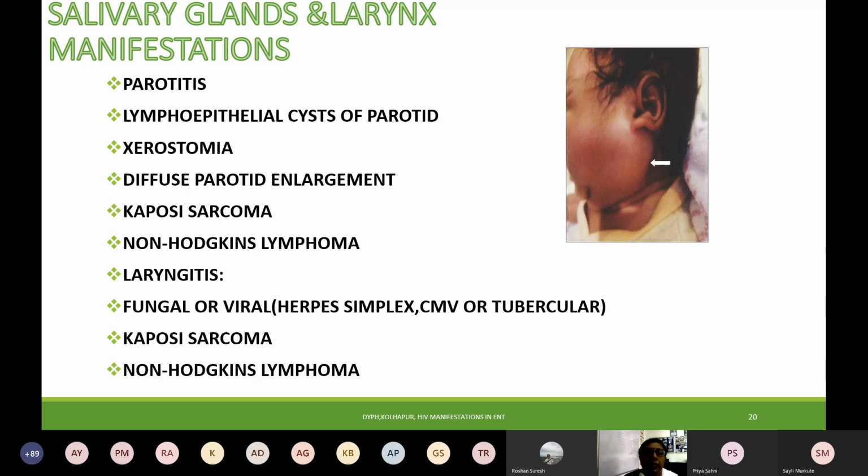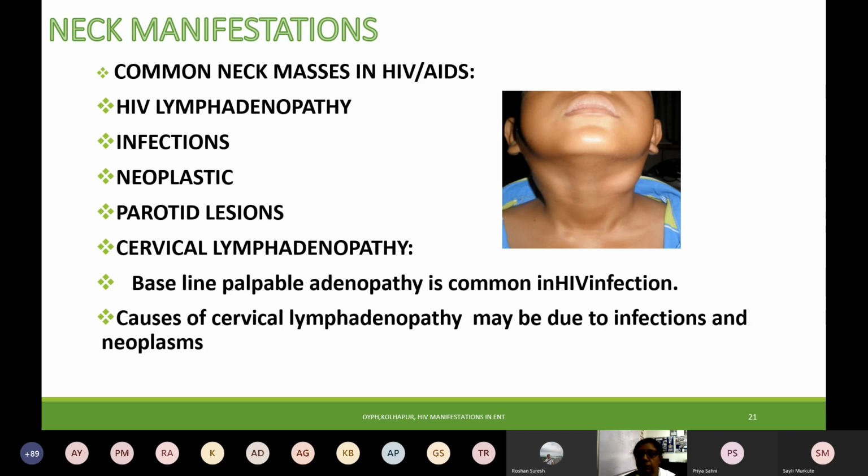sarcoma again. So Kaposi's sarcoma can be in the ear, can be in the oral cavity, can be in the submandibular region, can be in the neck. And non-Hodgkin's lymphoma. So these are what we see. These are the infections we see in the neck and submandibular region.